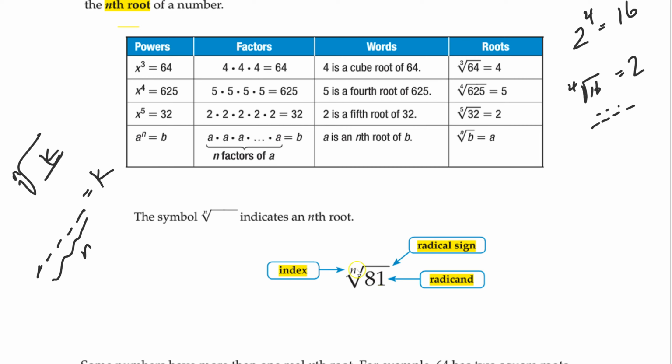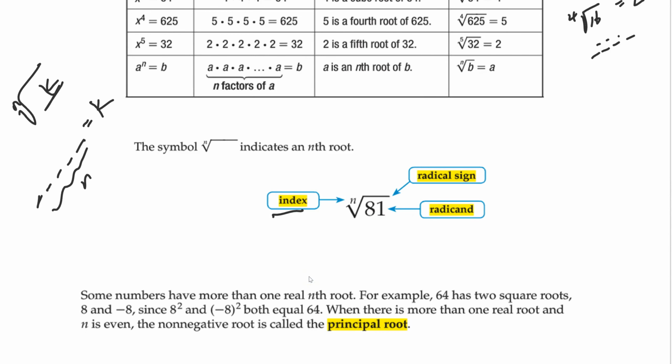Okay, so let's talk about some vocab. That's the little power, which we call the index. That's a radical sign. And the thing inside is called the radicand. We don't use that fancy talk that often, but whatever.